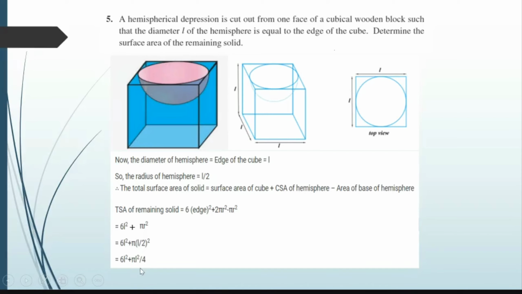So I can say that the total surface area of the solid will be equal to 6L square plus pi L square by 4 square units. Or if I take L square by 4 common, I get L square by 4 into (24 plus pi) square units.